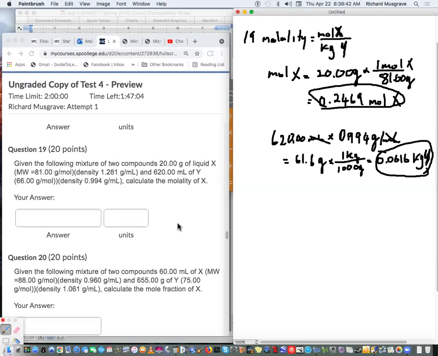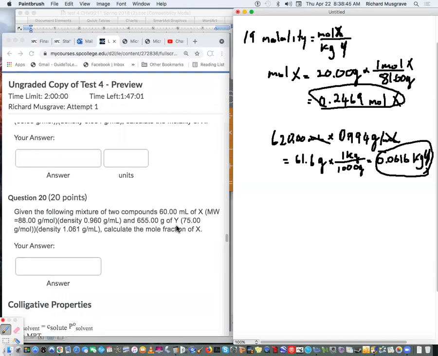Okay. Number 20 is mole fraction. And you can see here, you're given milliliters of X, which means you need grams so you can get moles of it. Here you've got grams of Y, you just need to convert that into moles, and then you can calculate the mole fraction of X. Now the symbol for mole fraction is this Greek letter chi, which is moles of X over moles of X plus moles of Y. That's the formula for mole fraction. Again, it's kind of like a percentage, except it's a fraction because you're not multiplying by 100%.